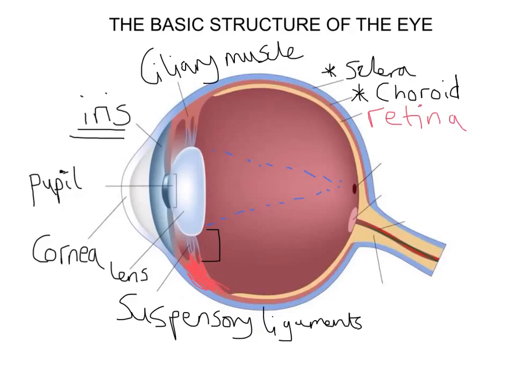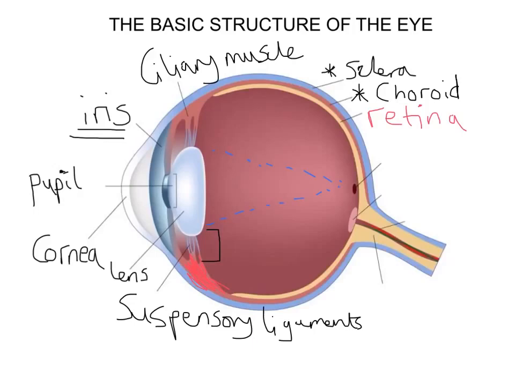So the back of the eye is the retina. Now the retina is where we have all our photosensitive cells. Photosensitive means light sensitive. So it's got our rods and cones, the ones that pick up black and colour. So it allows us to detect what we're seeing, essentially.